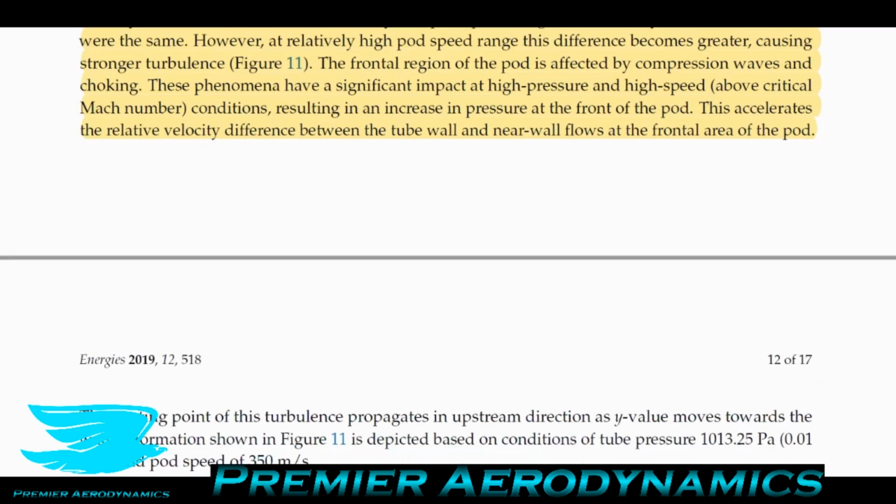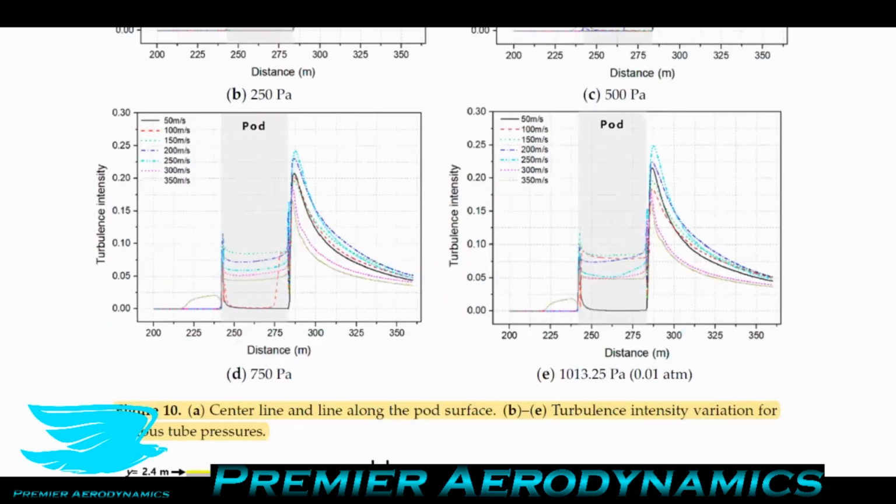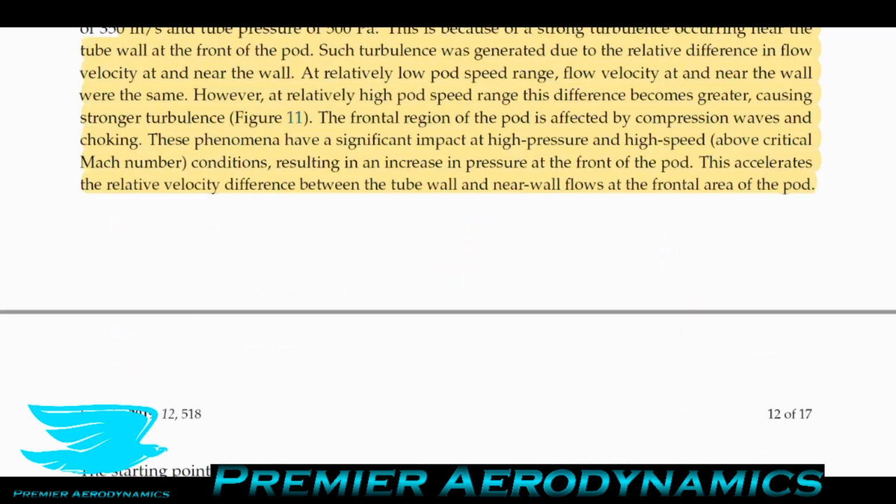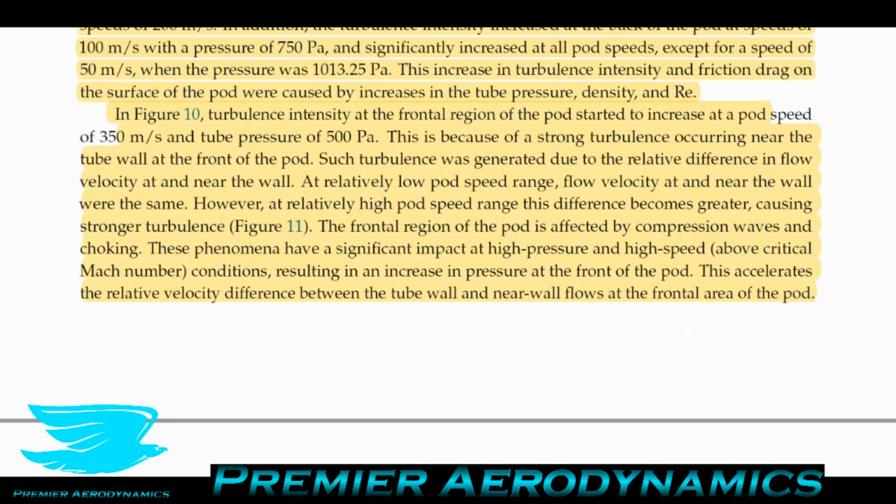So in figure 10, let's look at figure 10 again. This was the turbulence intensity as we go downstream of the pod at different pressures. They say turbulence intensities at the frontal region of the pod started to increase at a pod speed of 300 meters per second and a tube pressure of 500 pascals. This is because of a strong turbulence occurring near the tube wall at the front of the pod. Such turbulence was generated due to the relative difference in flow velocity at the wall and near the wall.